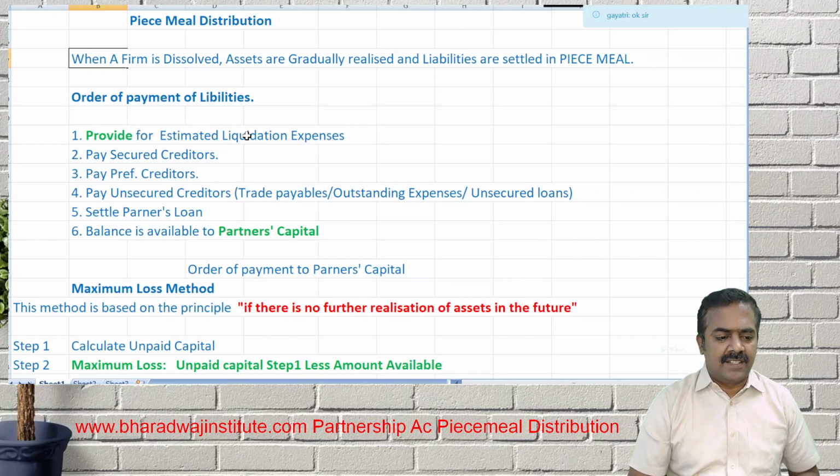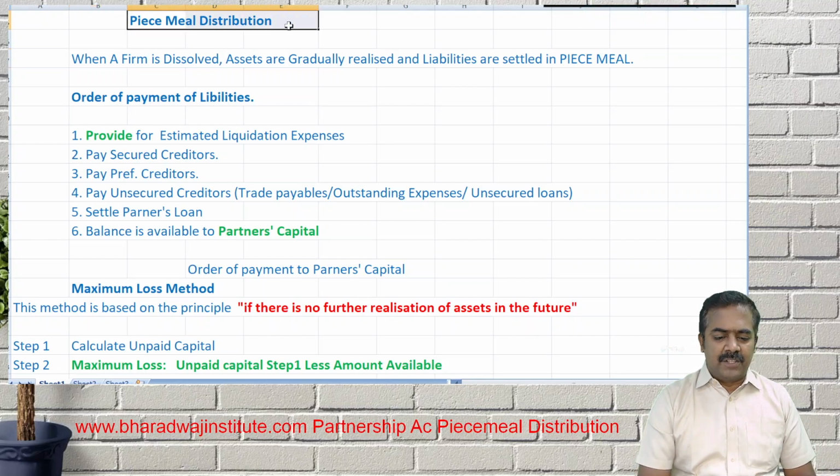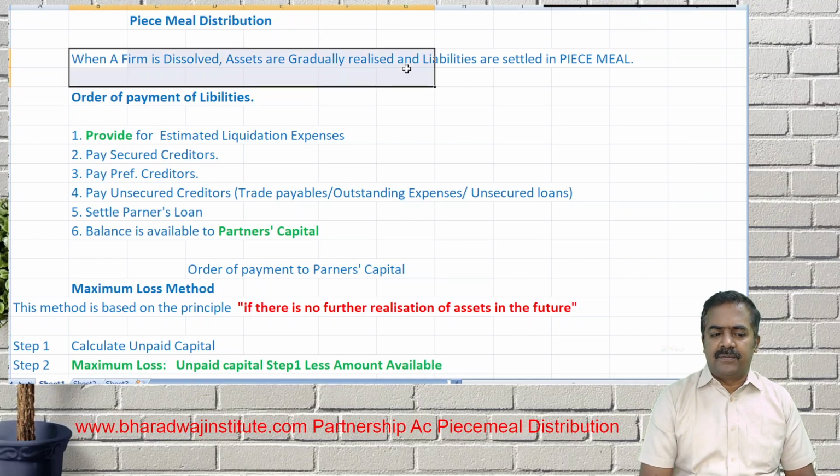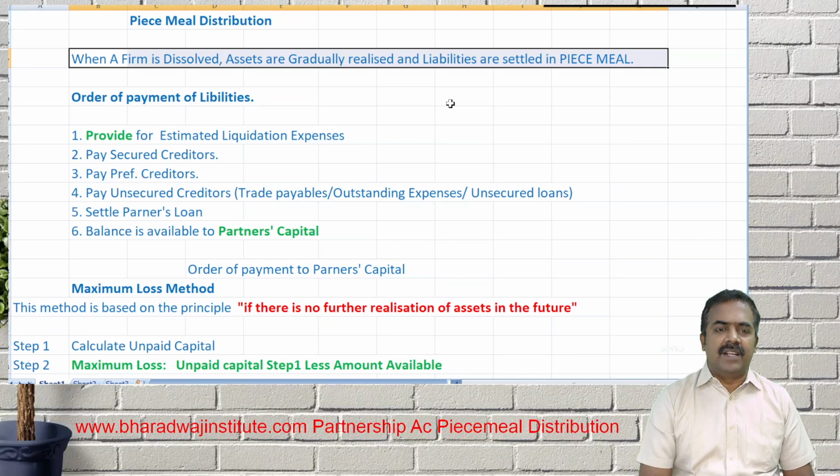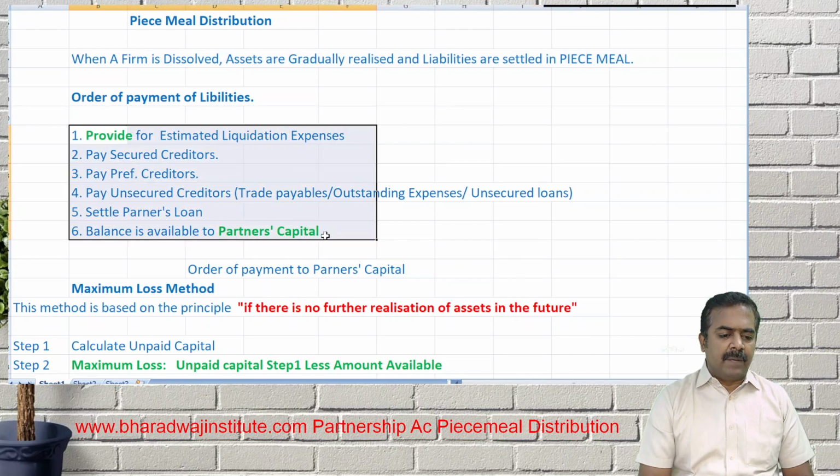Morning. Last class, what did we do? Piecemeal distribution. What is the thing we have seen? When a firm is dissolved, we had seen how the assets are realized and how the liabilities are settled. This is the order of payment of liability. What is the order of payment of liability?